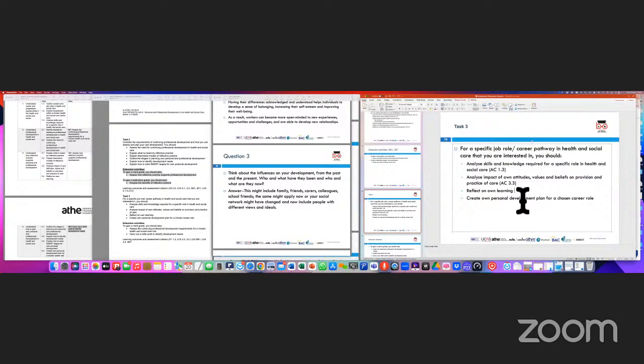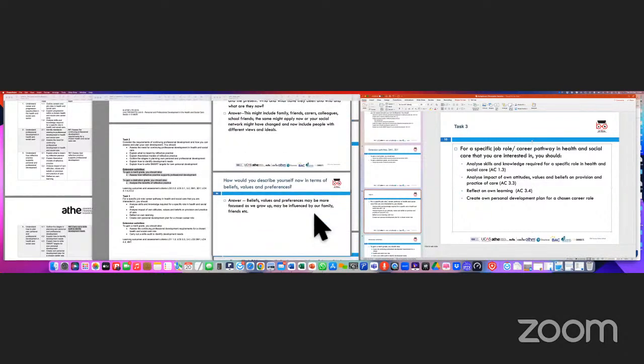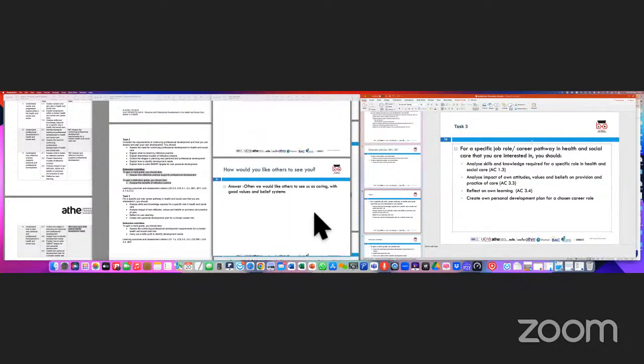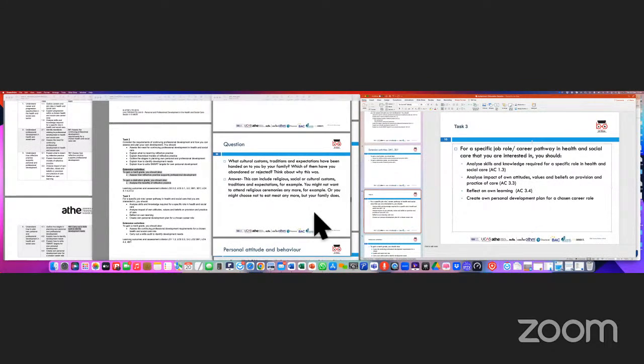Now, the next one talks about reflecting on your own learning, which is task 3.4 of learning outcome 3. Here you need to reflect on how you've gone about studying this particular unit and what you have learned from it in detail. That would primarily be how the knowledge that you've gained from this unit would help you get into the role that you're looking at within the health and social care sector.